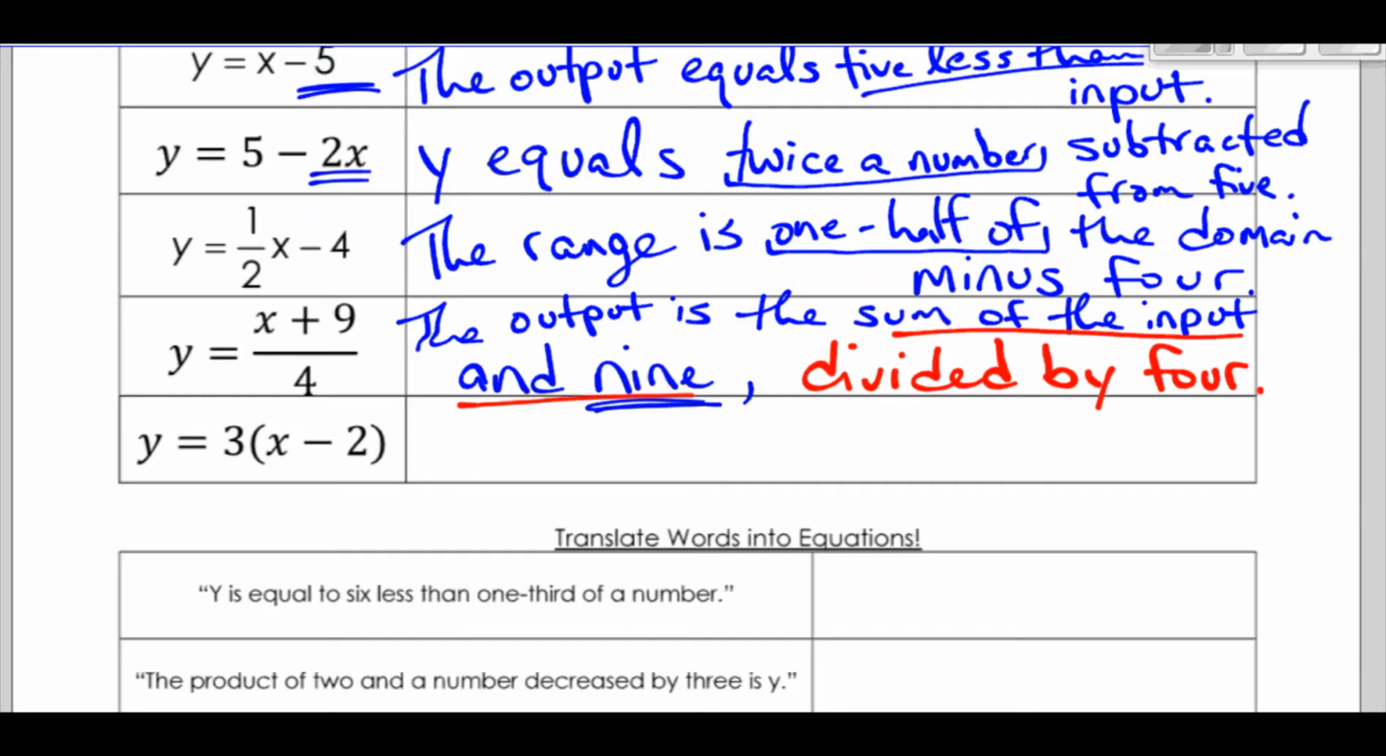You need that comma to show that you're actually dividing the entire expression there. The whole sum gets divided by 4, not just the 9. It's really similar on the next one. I'm multiplying the entire x minus 2. It's all getting multiplied times 3. It's not just the x.